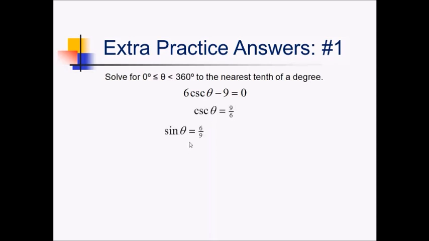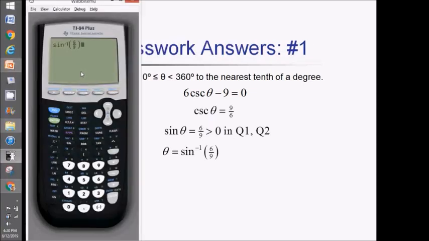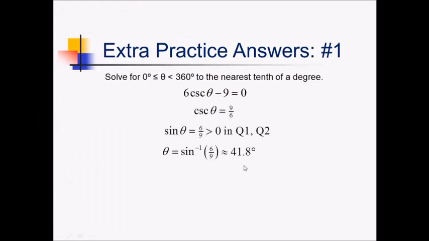And now we can figure out which quadrants we're in. Sine is the y values, and this is a positive value, 6/9. So that means that we are above the x-axis in quadrants 1 and 2. Let's go ahead now and take inverse sine of 6/9. Let me just make sure I'm in degrees mode. There we go. That's going to give us 41.8 degrees. That is a reference angle, so we're ready to go with reference angles.